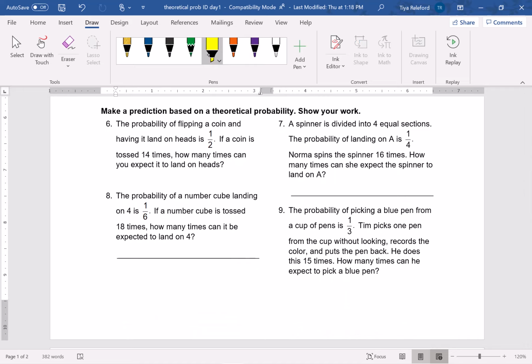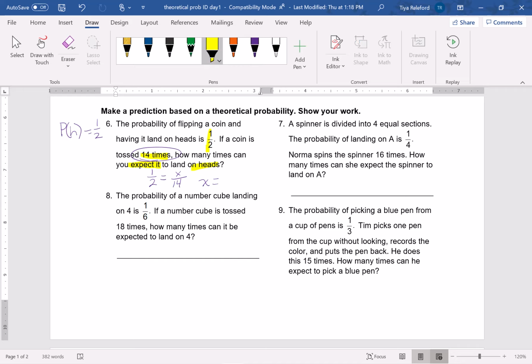Number 6 says the probability of flipping a coin and having it land on heads is 1/2. If a coin is tossed 14 times, how many times can you expect the coin to land on heads? Keyword is expect. If it's expect, you're going to use a proportion. So we have probability of landing on heads is 1/2. That is 1/2 of your proportion. The other half is this 14 times. And the 14 is going to go on bottom. Solve that proportion and you will have your answer.